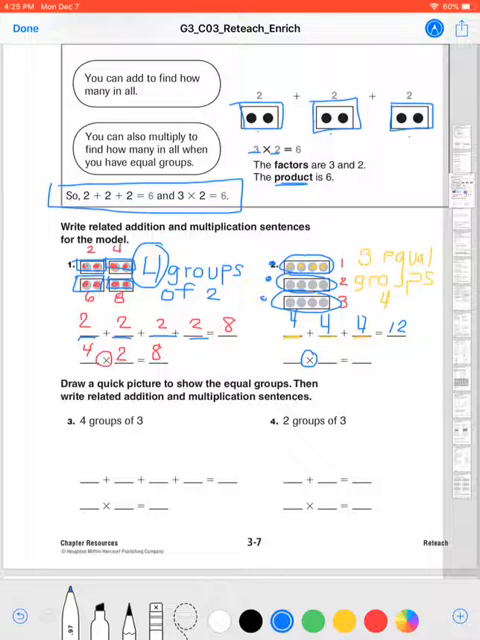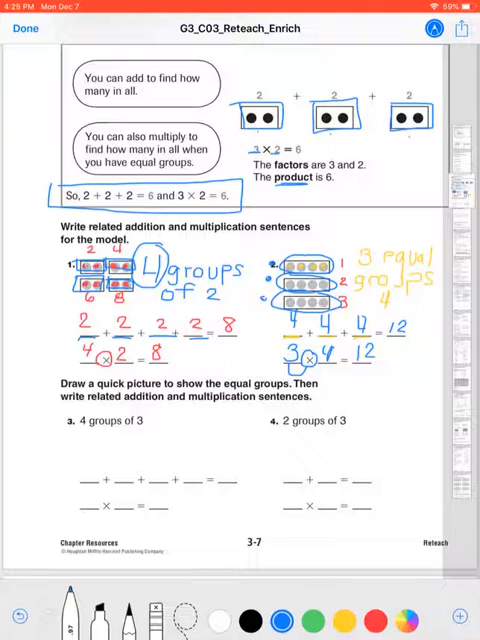Then down here for the multiplication sentence, remember this sign means equal groups of. So we know that we counted over here that we have 3 equal groups, and that each group has 4. So it's 3 equal groups of 4, and we know that our answer is 12. So 4 plus 4 plus 4 equals 12 is the same thing as saying 3 times 4 equals 12.